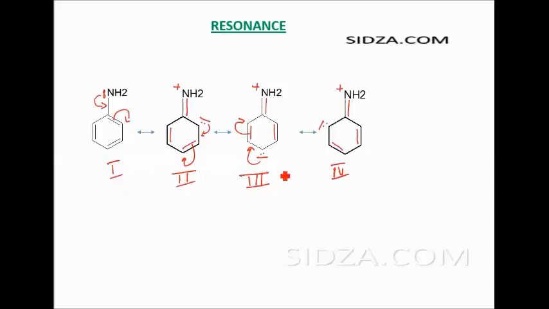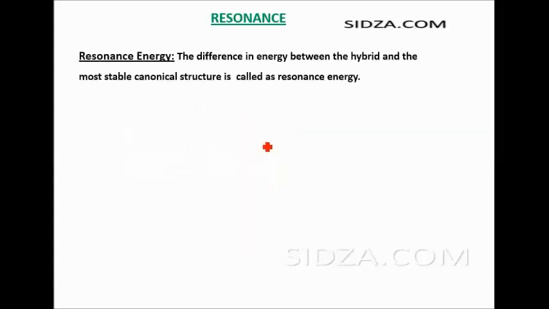Out of the 4 canonical structures, the first one is the more stable canonical structure, so it will be contributing more towards the hybrid structure. While the second, third, and fourth are almost equivalent canonical structures. They don't have an energy difference, right? Next point here is, due to the resonance, we know the molecule becomes stable, right?